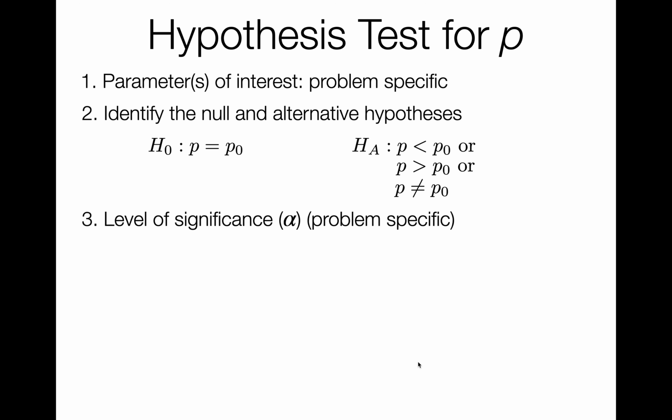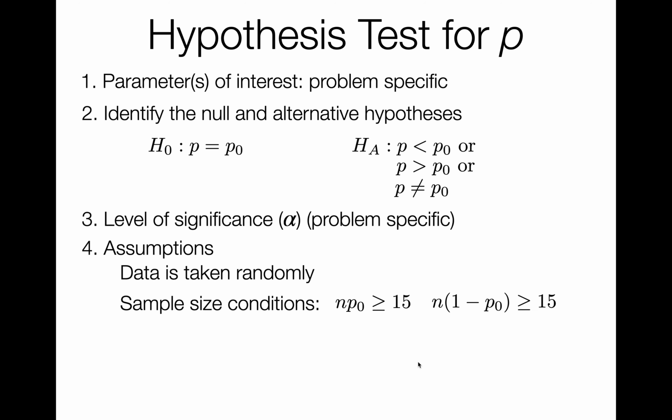Right. Third step, level of significance. Again, that's specific to what the problem says. I set alpha equal to some number. All right. Step 4 are the assumptions. What are the assumptions for a hypothesis test for P? The first is that the data is taken randomly, and the second are those sample size conditions that we should be used to by now.